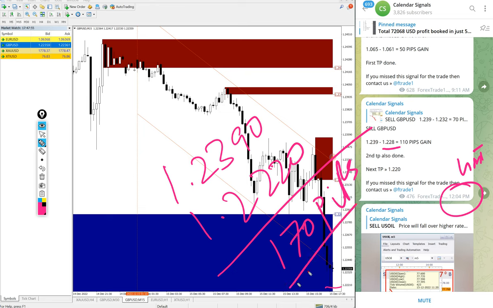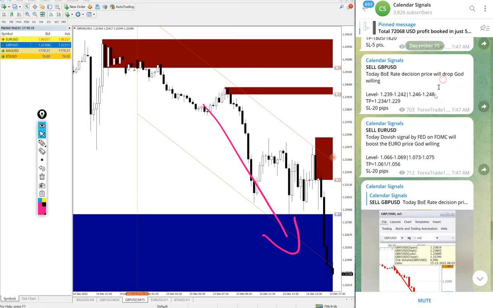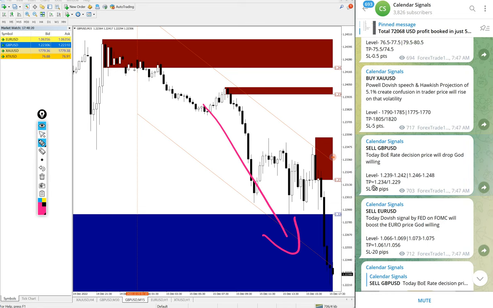We updated 110 pips at 12:04 p.m. GMT. After that, it moved further 60 pips. So 170 pips gain, and still GBPUSD is in downtrend, and hope it will reach our revised target as well. Both the targets already done. Here is the GBPUSD signal message. TP1 1.2340 reached, and 1.2290 that also reached.